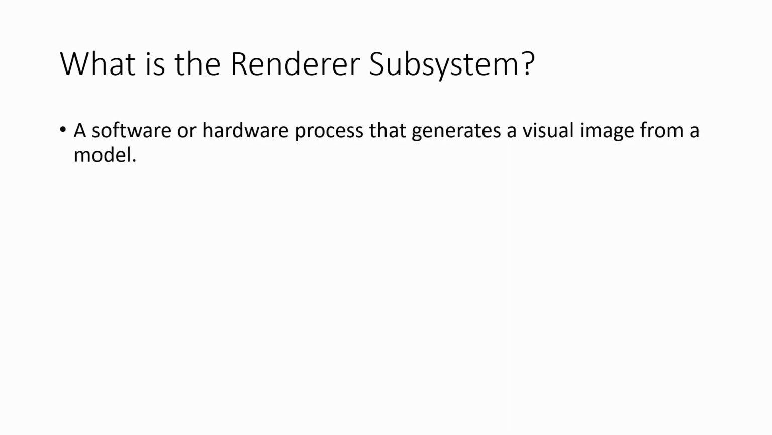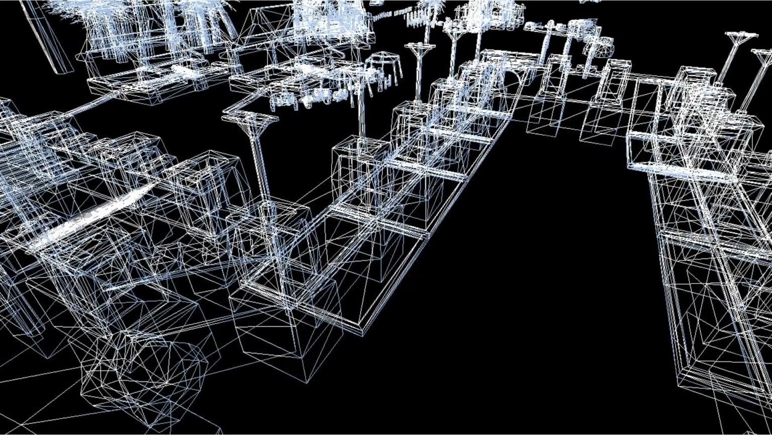Quite simply, it's a software or hardware process that generates a visual image from a model. That's technically the definition of it. And what that generally means is we will take certain pieces of data, like geometry that you see here on the screen, and this consists of vertex data that ultimately is used to make faces, that is ultimately used to display various objects in a three-dimensional world. This also applies to 2D as well.